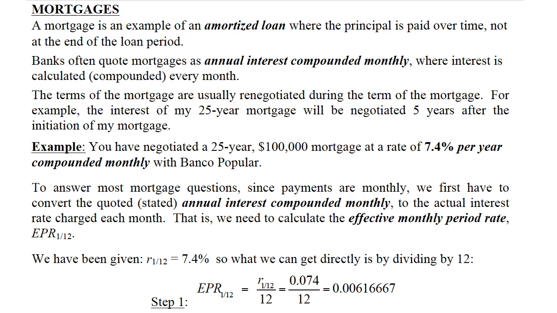Okay, so a mortgage is an example of an amortized loan where the principal is paid over time, not at the end of the loan period. Banks often quote mortgages as annual interest compounded monthly. So those are different. It's a stated rate. The terms of the mortgage are usually renegotiated during the term of the mortgage. The terms, like the contract, the agreement, can be renegotiated. For example, the interest of my 25-year mortgage will be renegotiated 5 years after the initiation of my mortgage. So you can negotiate for more time with a higher interest rate or less time.